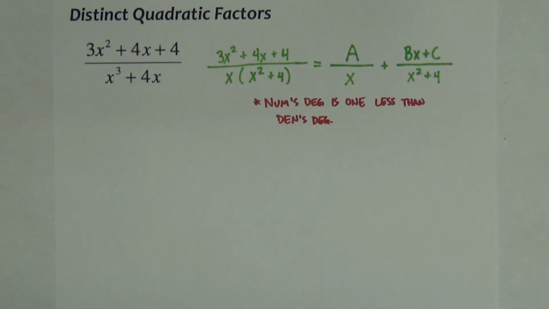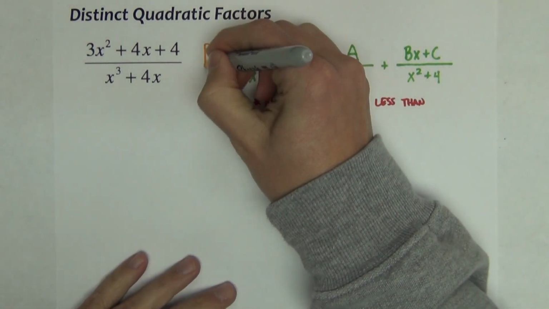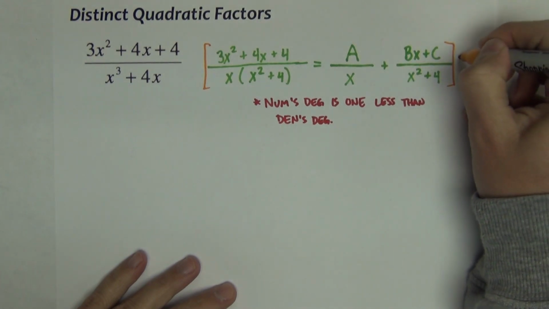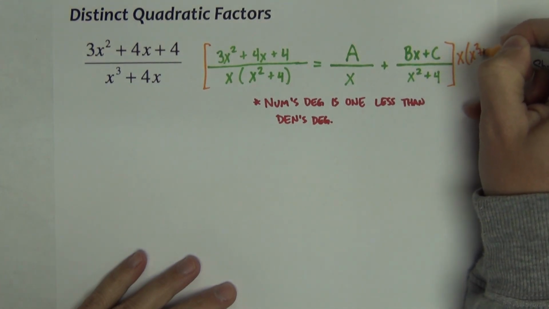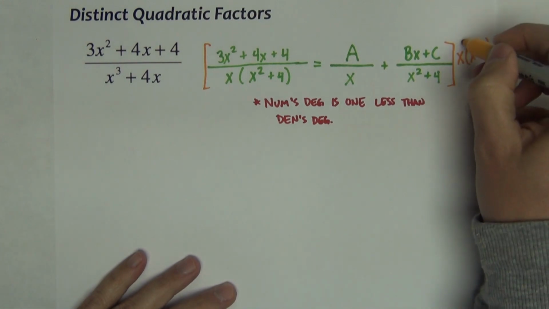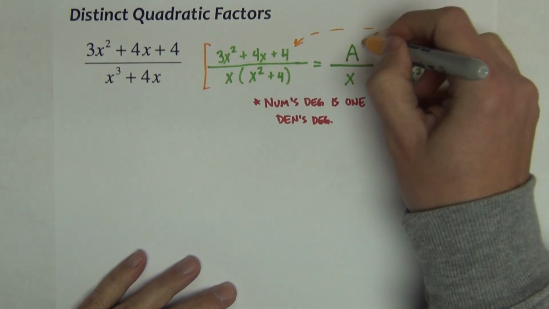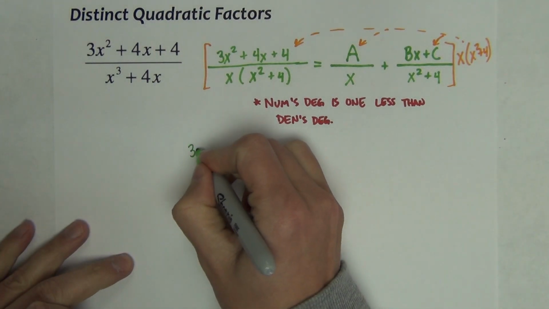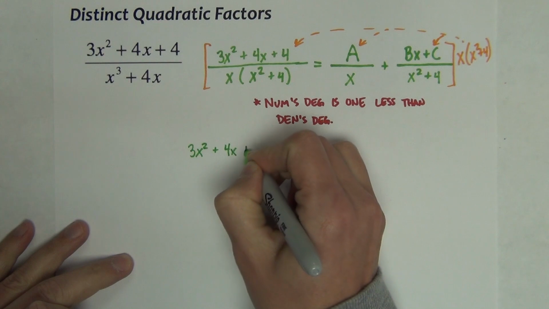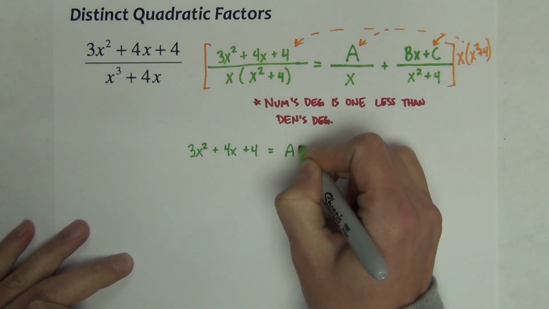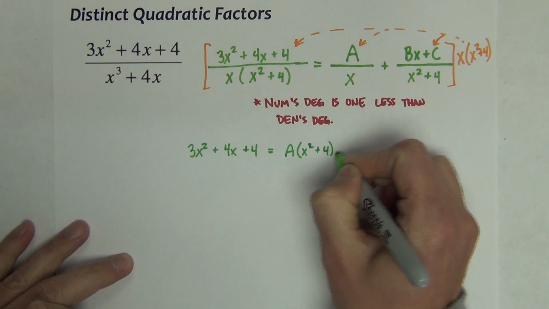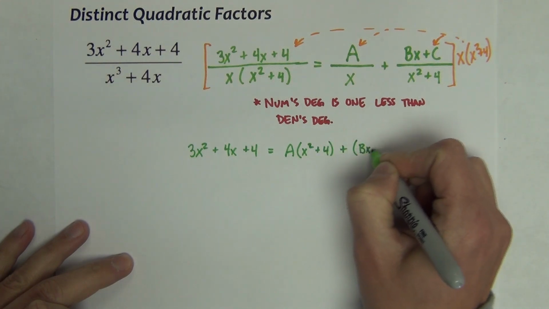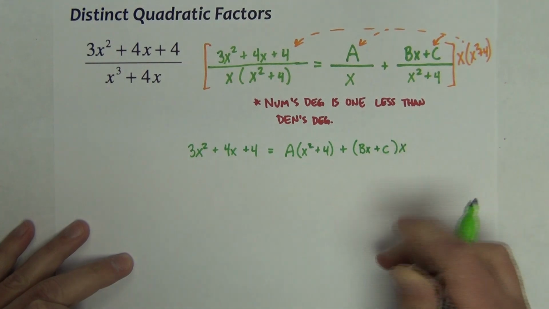Okay. Well, from here we're going to do a lot of the same work that we've done previously. I'm now going to multiply this entire thing by the common denominator, which is x times x squared plus 4. When I distribute that in, it's going to result in this. On the left hand side we get 3x squared plus 4x plus 4. On the right, the a gets multiplied by x squared plus 4, and the bx plus c gets multiplied by x.